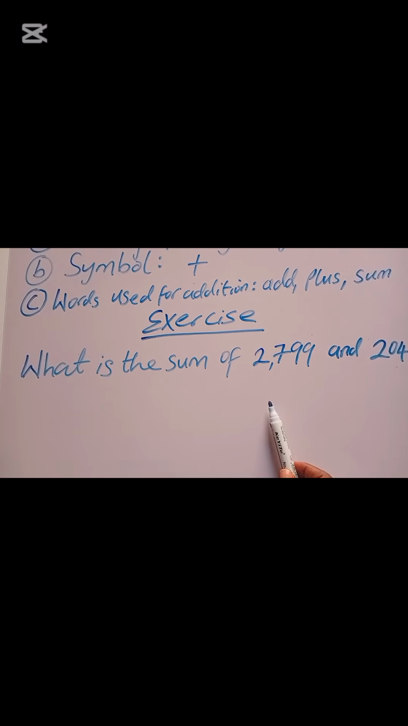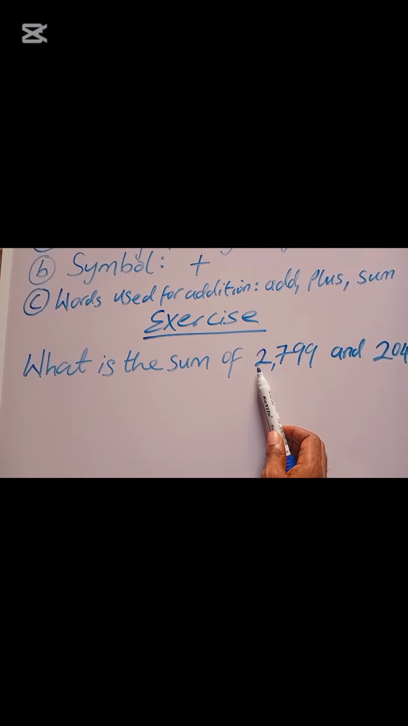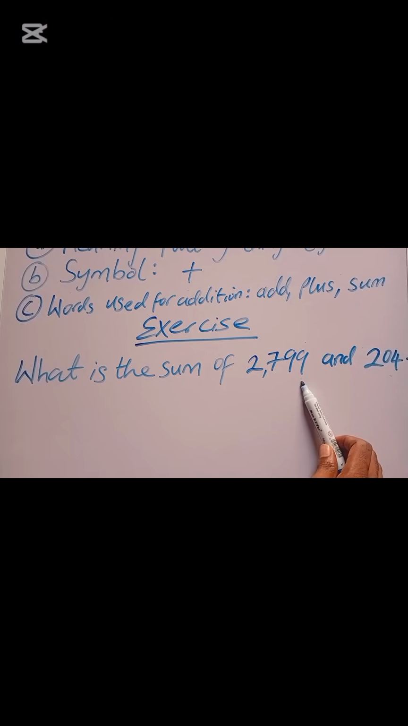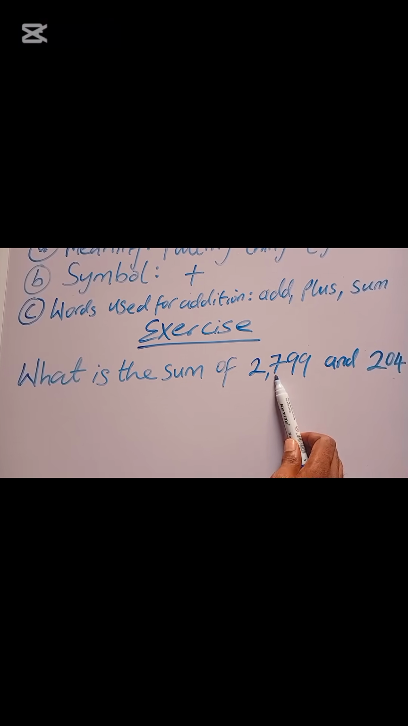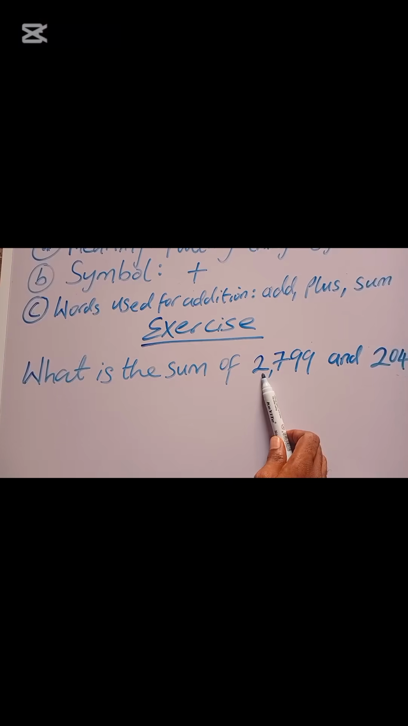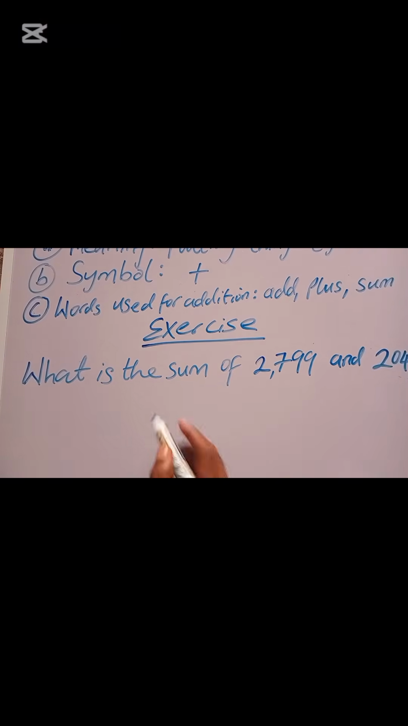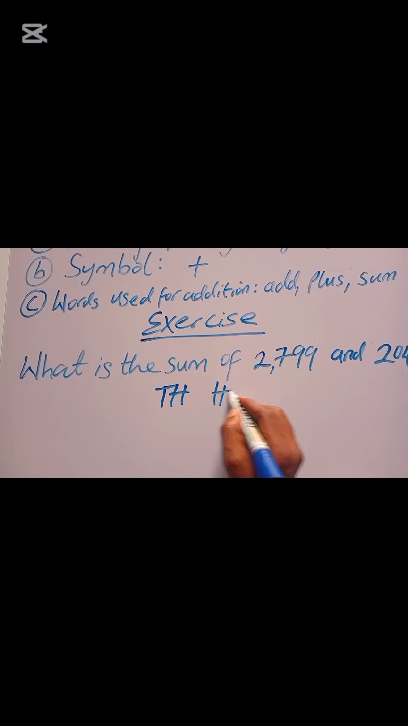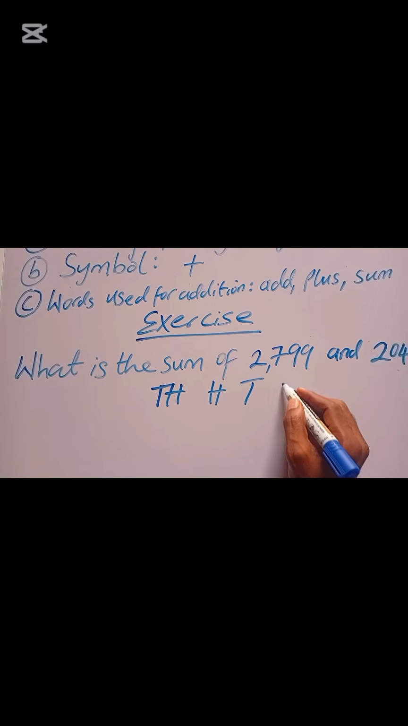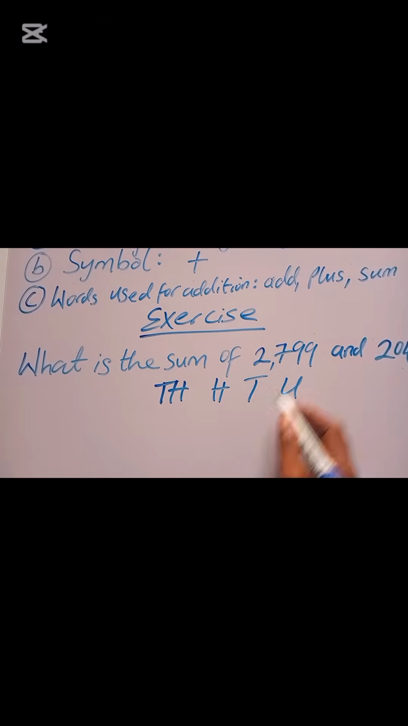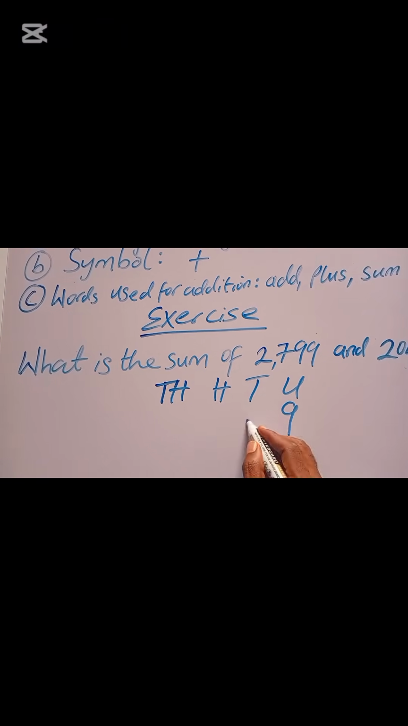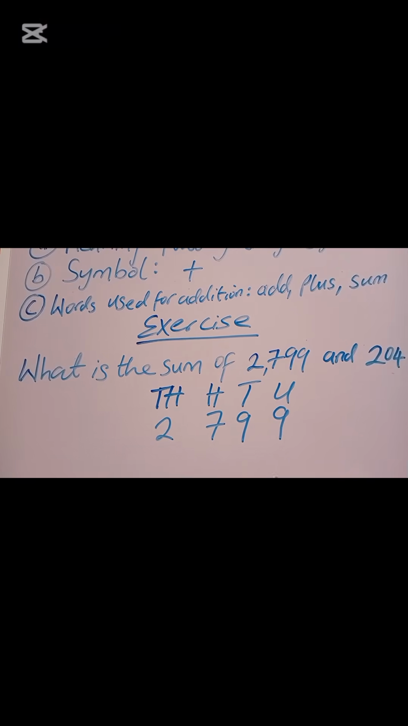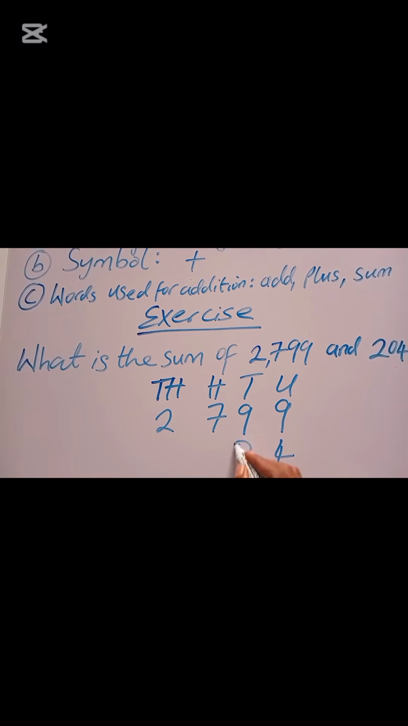Then you consider the value of the highest digit in the highest number. Here we have this 9 is unit, this is tens, this is 100, this is 1,000. So since the highest digit is 1,000, you now arrange it this way: 1,000, 100, tens, unit. Then you now put the numbers under: 9, 9, 7, 2. Then the second number: 4, 0, 2.